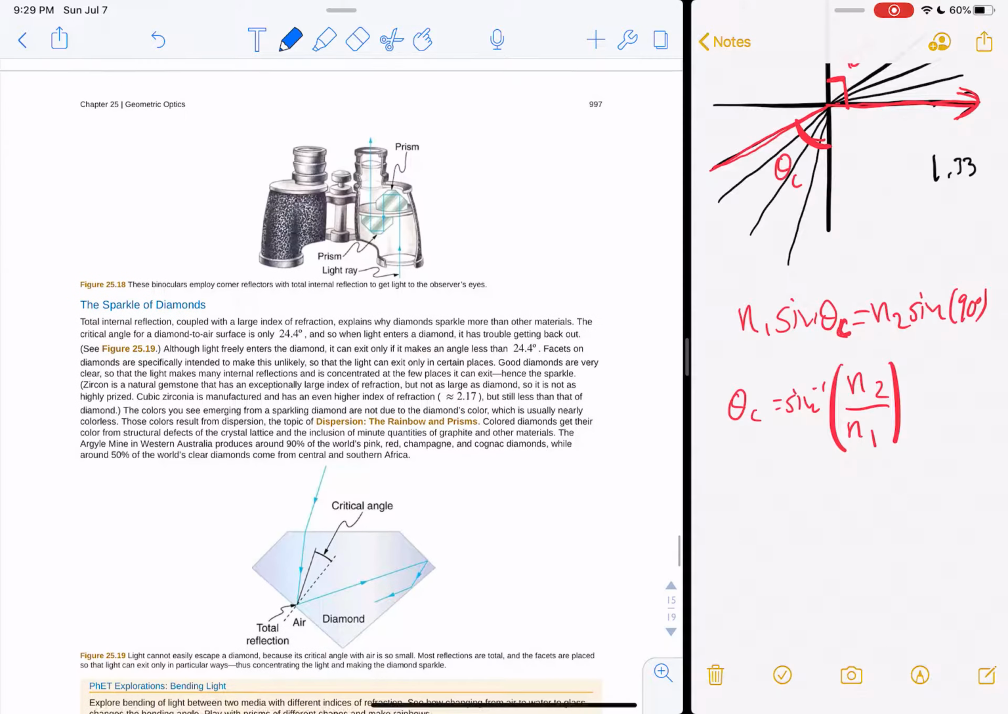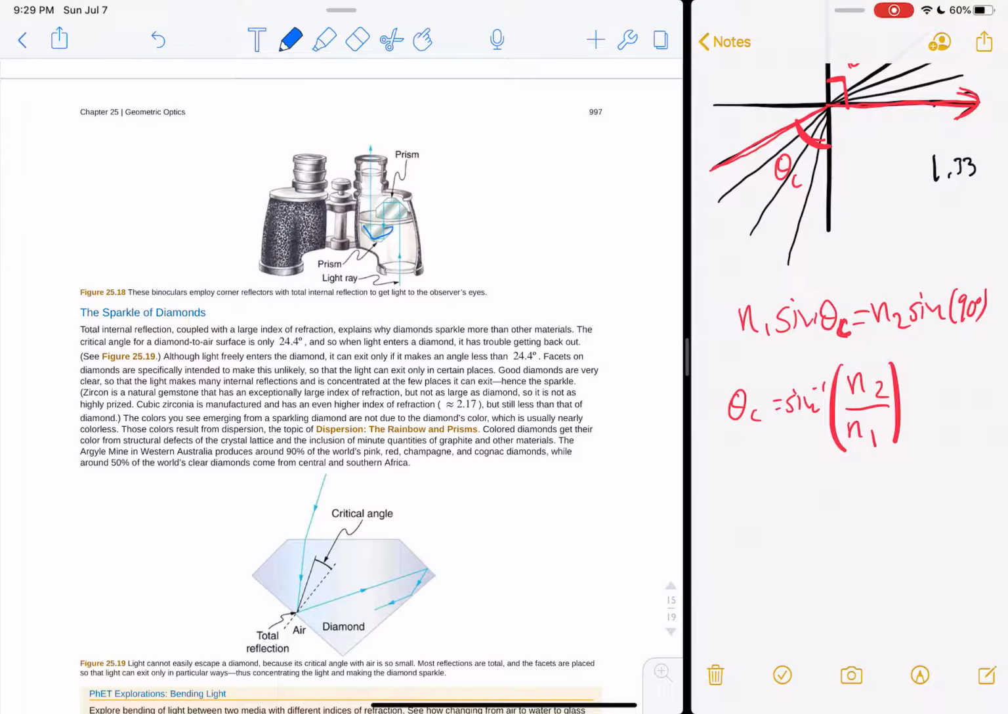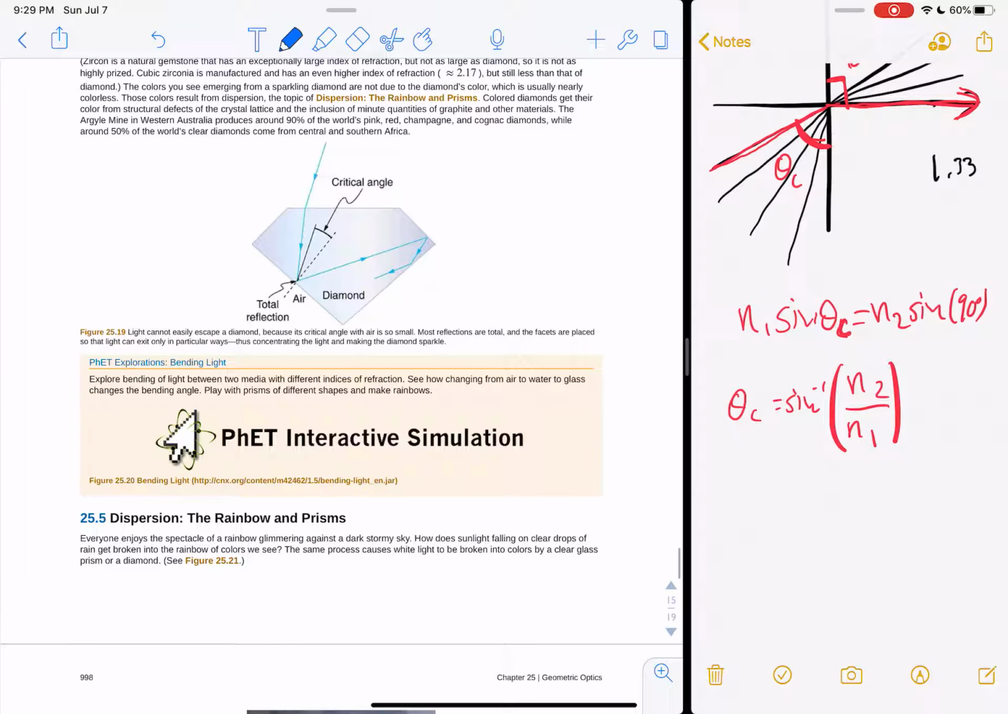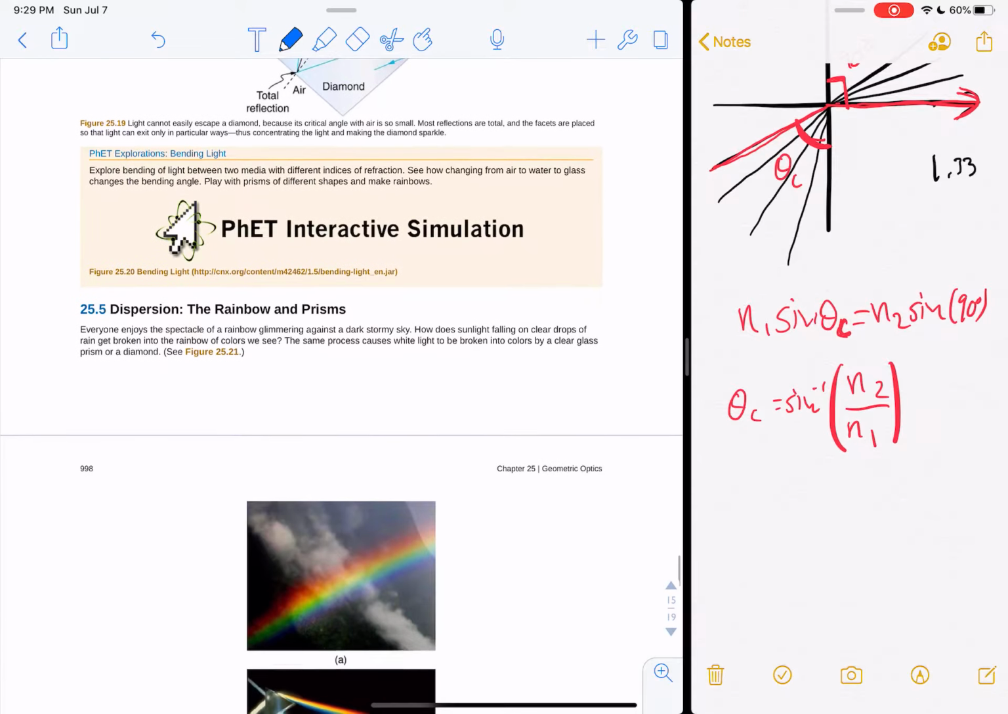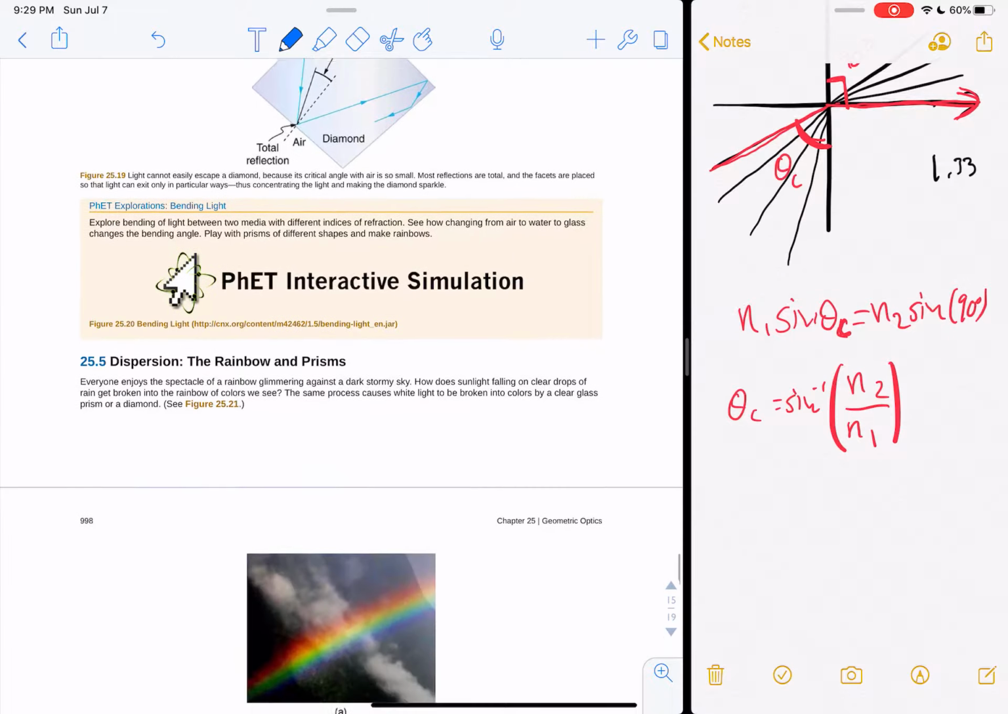Anyway, so then you've got binoculars here, you've got some optics in here showing you how the light bounces around in there. Diamonds, same thing. That's why diamonds are so shiny. Okay, so those are your main ideas.